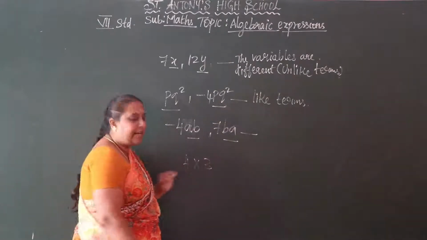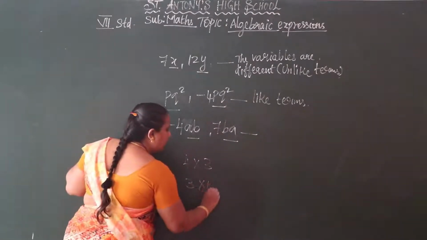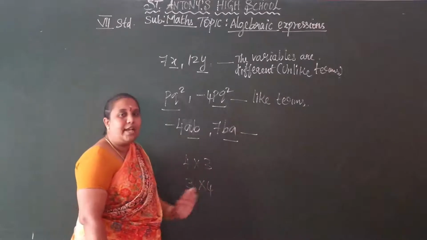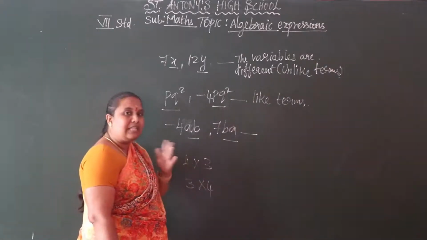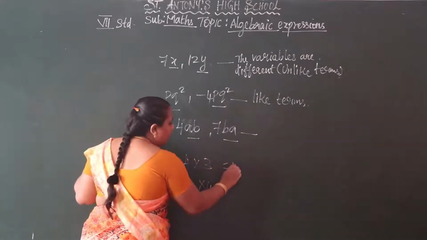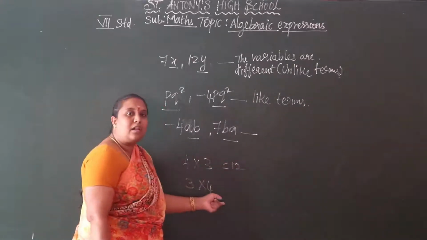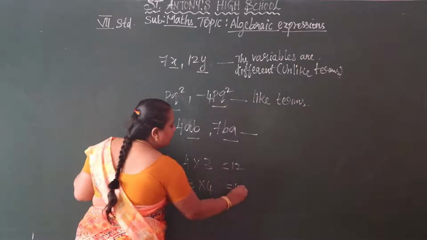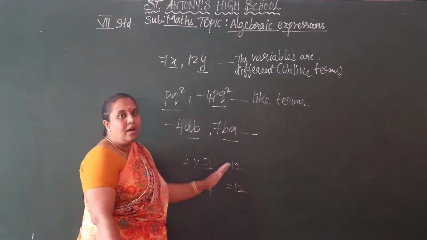Okay, or we can write 3 4s are. So this doesn't change the value. See children, what is the value of 4 into 3? 4 3s are 12. And 3 4s are also 12. So this doesn't change the value.